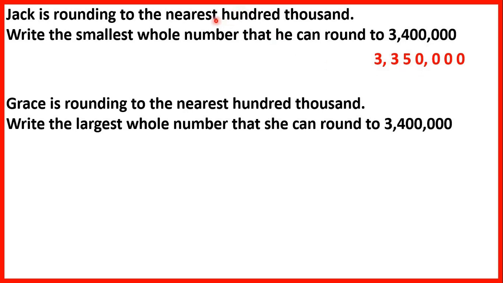3,350,000, because if we're rounding to the nearest 100,000, we find our 100,000s digit, so that's the 6th digit from the right, and then to decide whether we round up or down, we look at the digit to the right. If it's 5 or more, we round up. So the smallest digit that we can have in this place value in our 10,000s is a 5, because that means that we can round up, so the 3 becomes a 4. And then we want zeros in our thousands, hundreds, tens and ones to make the number as small as possible.